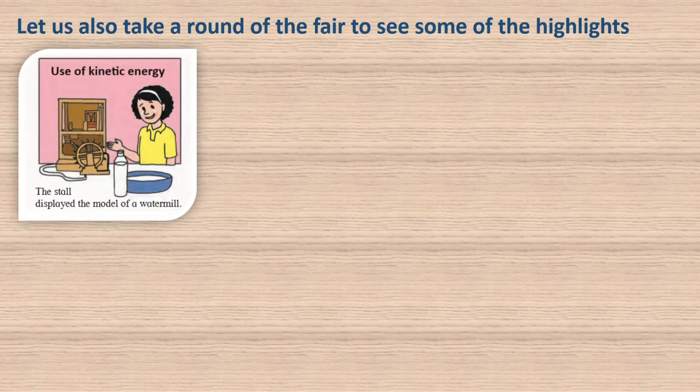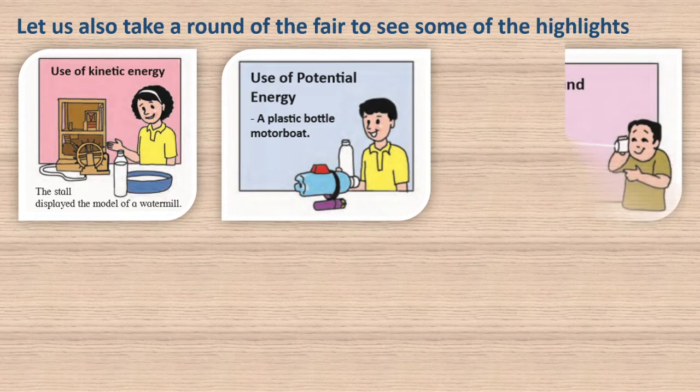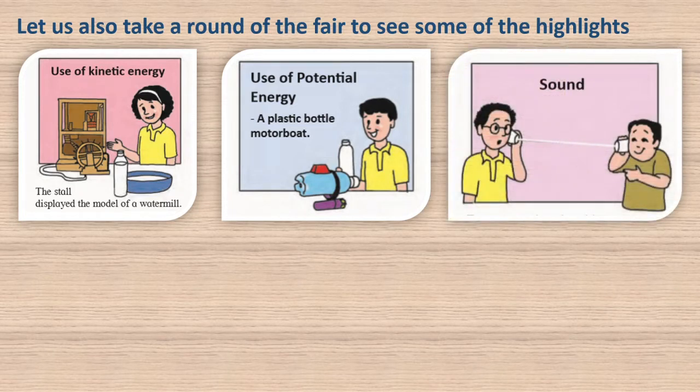Use of kinetic energy. See this. The stall displayed the model of a water mill. Can you see this? Use of potential energy. A plastic bottle motor boat. Can you see there? Next is sound. Everyone enjoyed making simple string telephones at this stall and then using them. Here the visitors can use this.